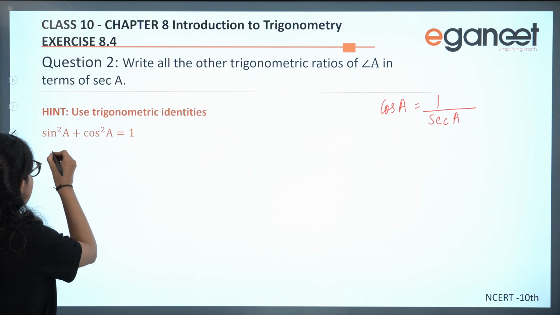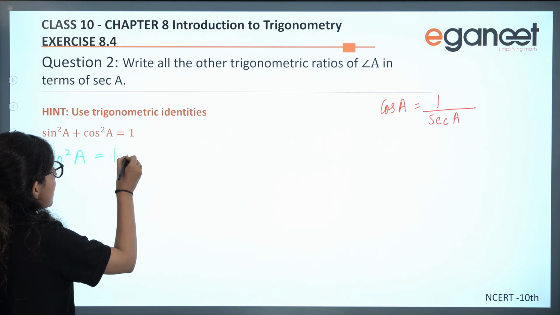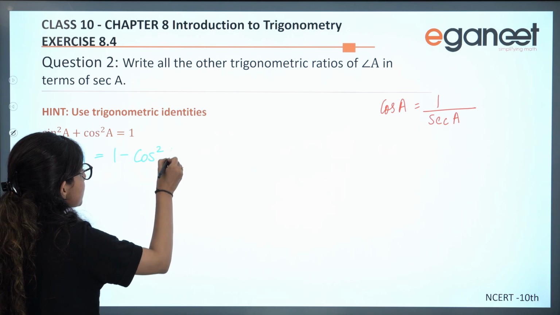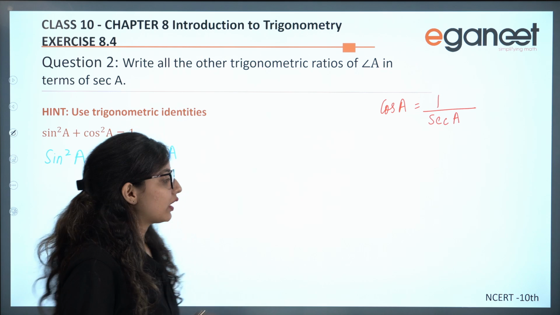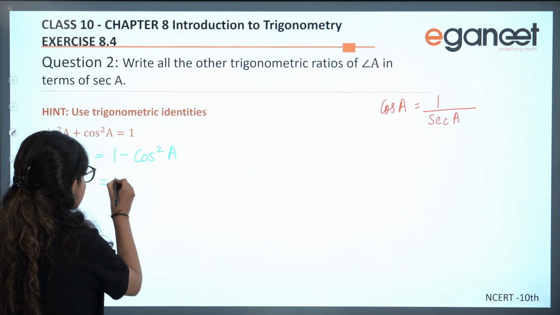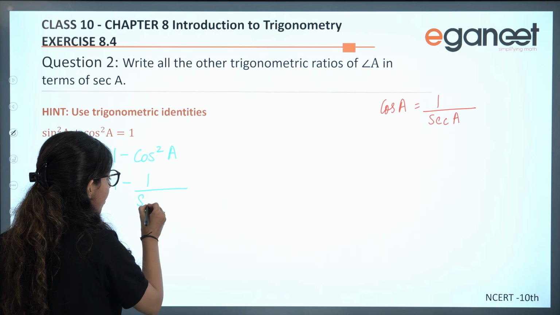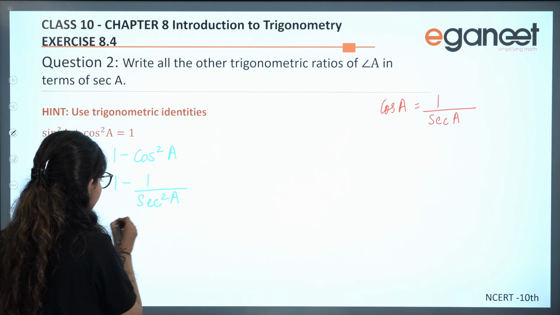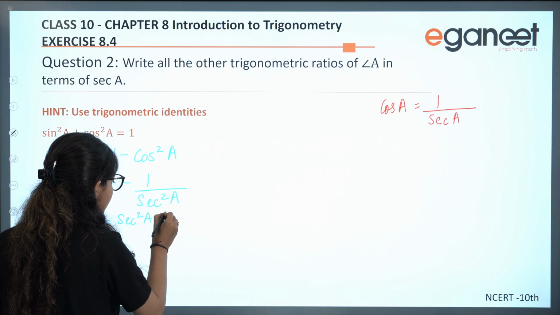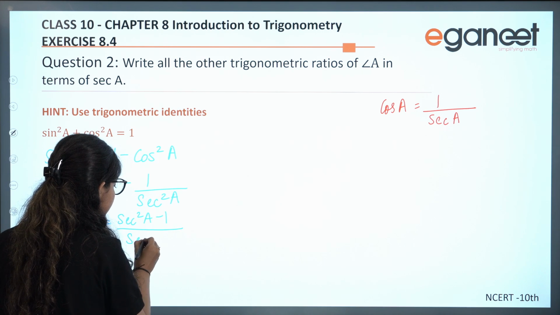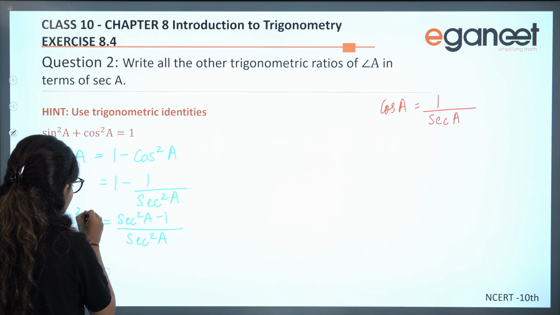So see, here sin square A is equal to 1 minus cos square A. But what is cos A? It is reciprocal of sec A. So we are going to write cos square A as 1 upon sec square A. So we have sec square A minus 1 upon sec square A, which is the value of sin square A.